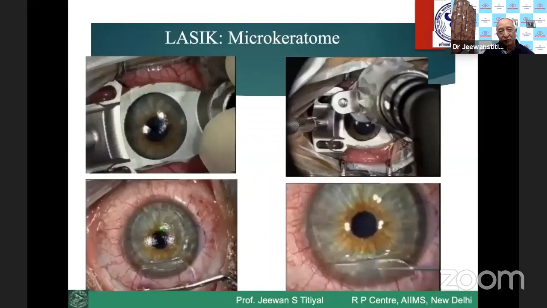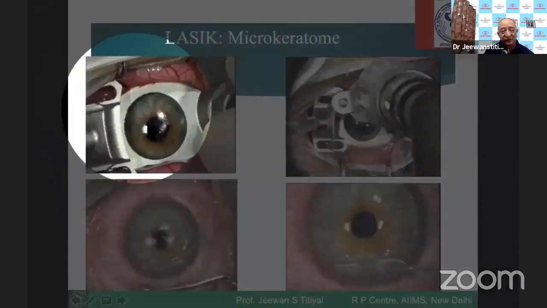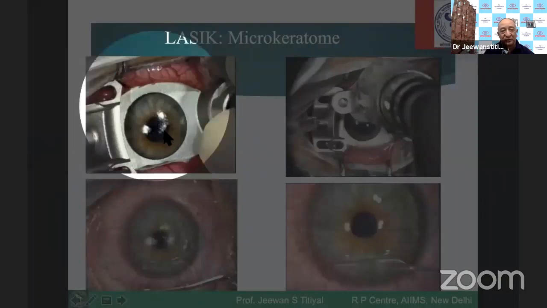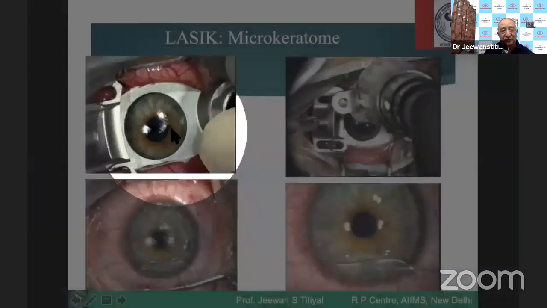So these are the basic 4 steps of microkeratome use. First, we use a suction ring of desired size onto the limbus to create pressure onto the eye so that you have a well-built pressure.